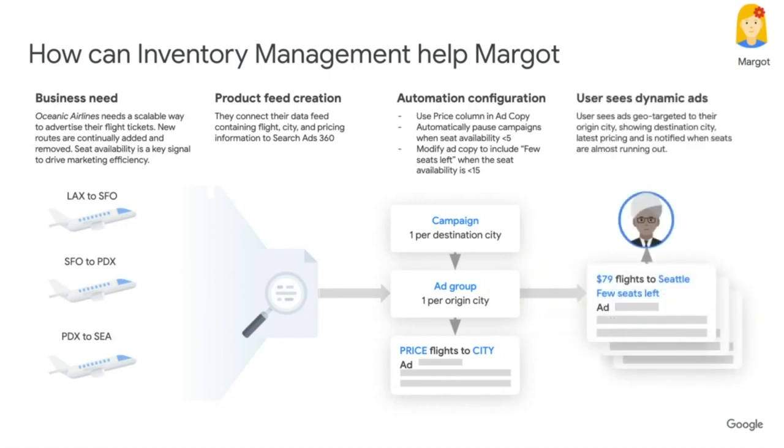So that would result in an end user seeing an ad that looks something like $79 for flights to Seattle, few seats left when there's fewer than 15. And before there are fewer than 15, it would just say $79 flights to Seattle. So that way there's flexibility in what that ad produces. It also helps Margot hit her goals of driving seat sales, but also allowing this ad to go paused when the availability has gone out of stock. So from here, we'll jump back to Joost to take us through one more use case.